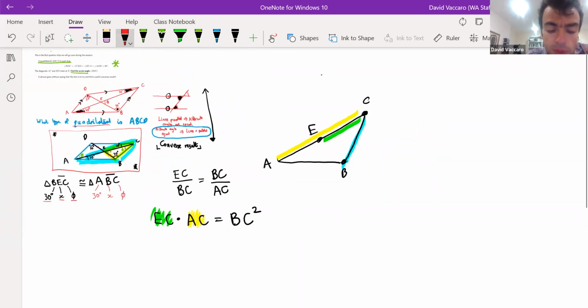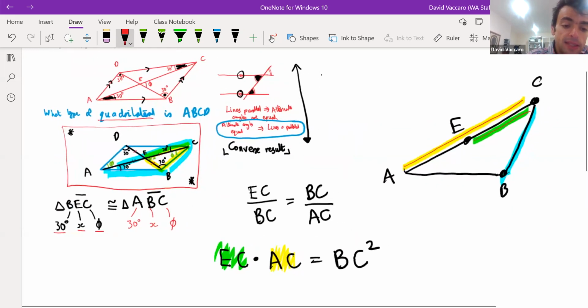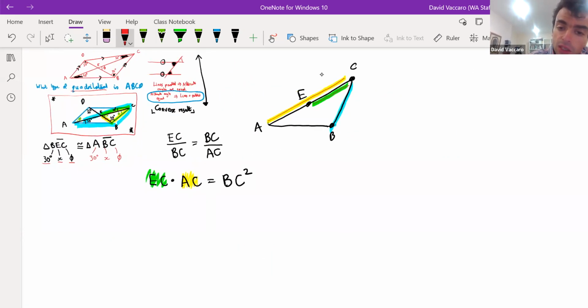Okay. Is there any relationship between this length EC and this length AC? If you think there is, put it into the chat. And you might want to refer back to this diagram of the parallelogram where we saw that E is the midpoint of AC.